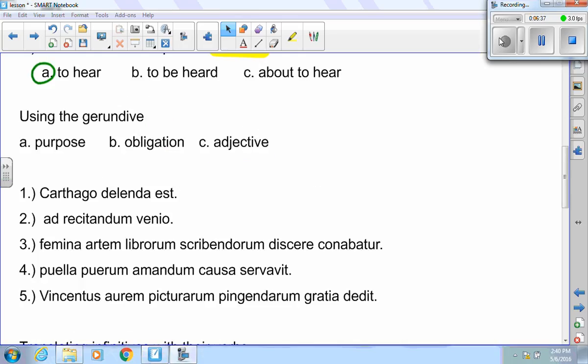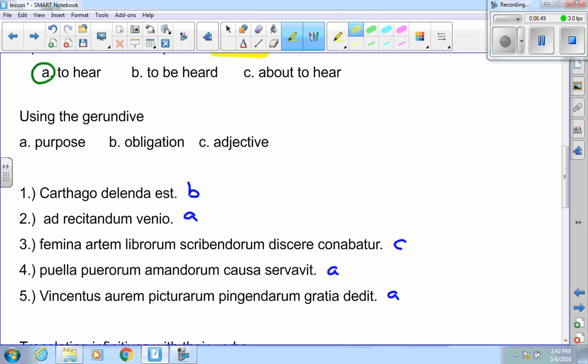Using the gerundive, we went over three ways you can use this: purpose, obligation, and as an adjective. Looking at these five, you pick out which one you think it is. Okay, number one, we have est. Remember, when we get the gerundive plus est, we have obligation. The next one, we have ad plus the accusative. That's purpose. The next one, I don't have ad, I don't have gratia, I don't have causa. I just have the gerundive.